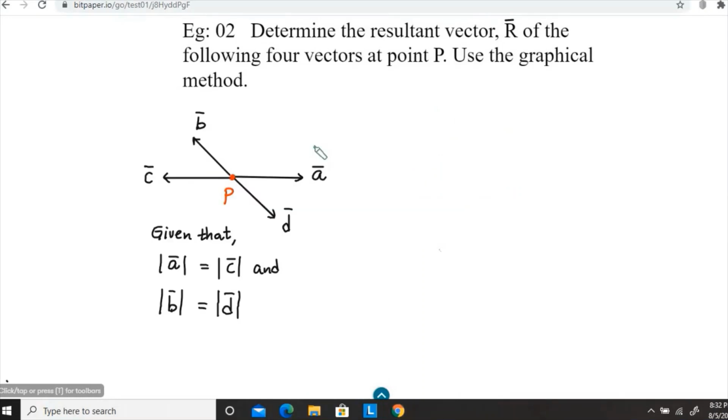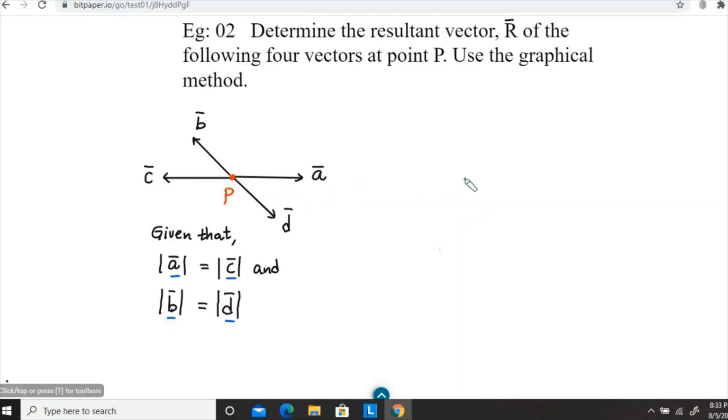Okay, now let's look at example number 2. Here we have four vectors. Again, using the graphical method, we can find the vector sum or the resultant vector. However, there's more information given. It says that the magnitude of vector A is equal to the magnitude of vector C, and the magnitude of vector B is equal to the magnitude of vector D. So with this information, we can start plotting the vector polygon.